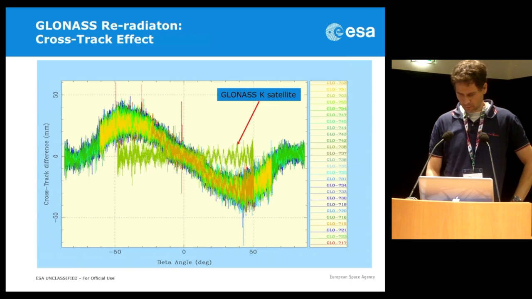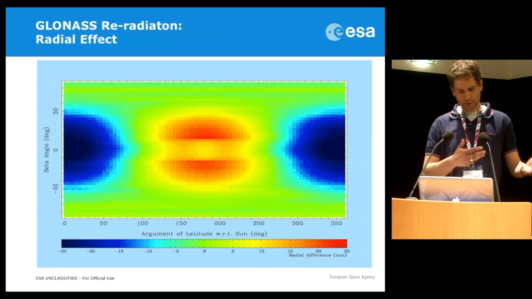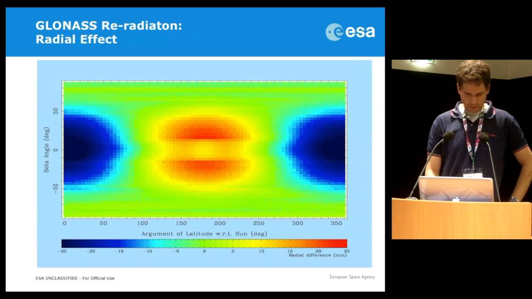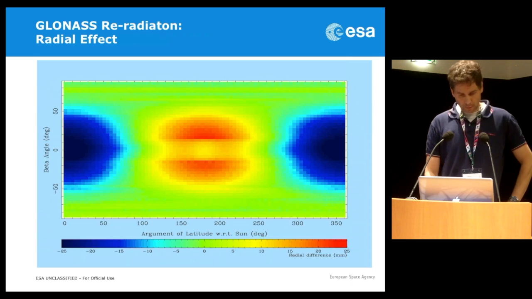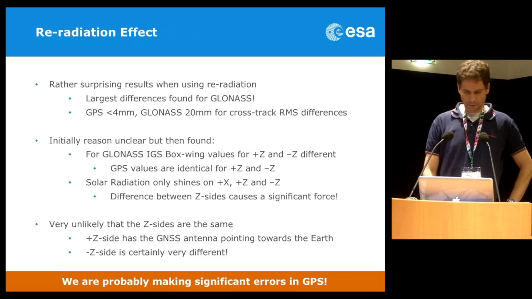That previous slide was for the cross-track component. This is the radial component. So if you compare those two orbits with and without instant re-radiation, you get some significant effects, but only for GLONASS M. That was a rather surprising result, and the initial reason was unclear.